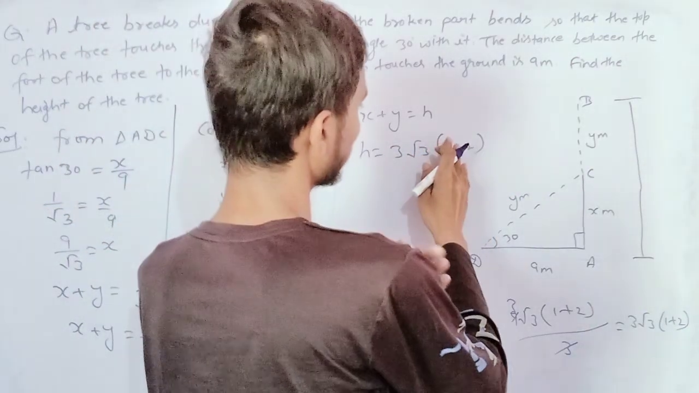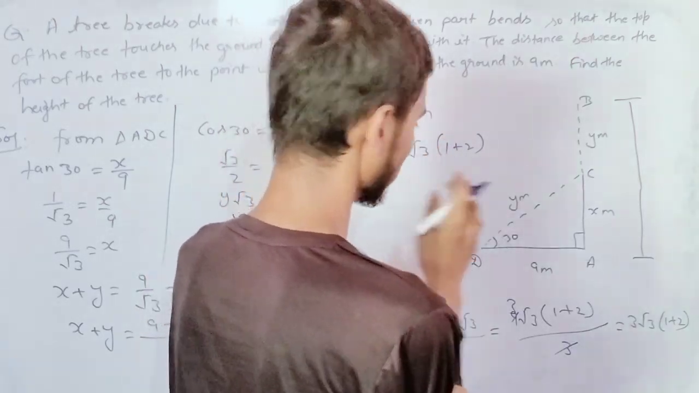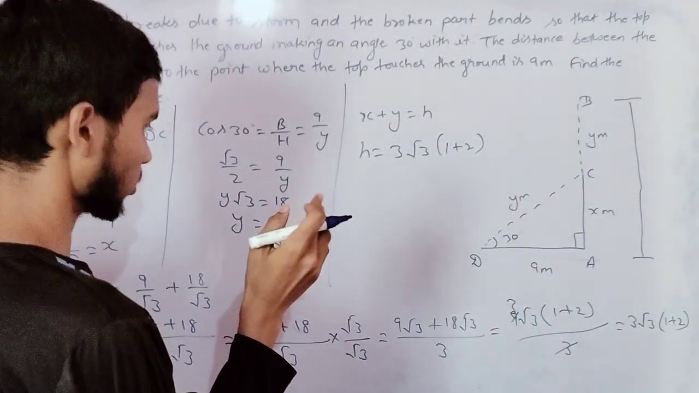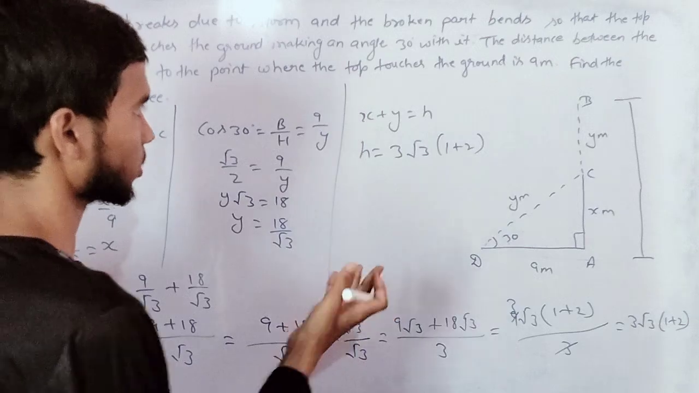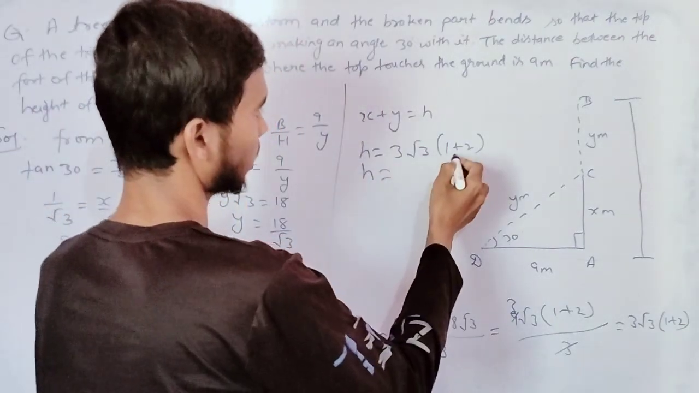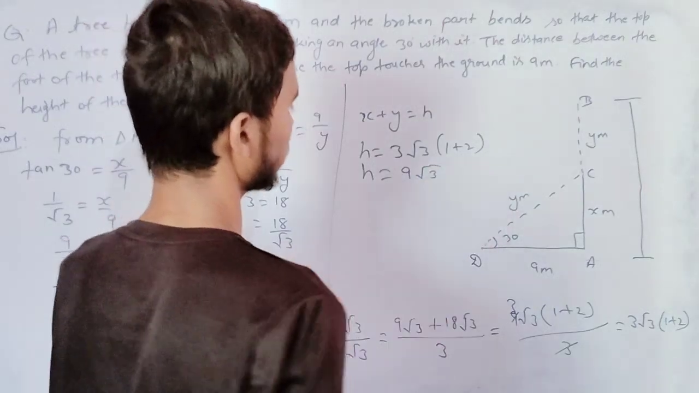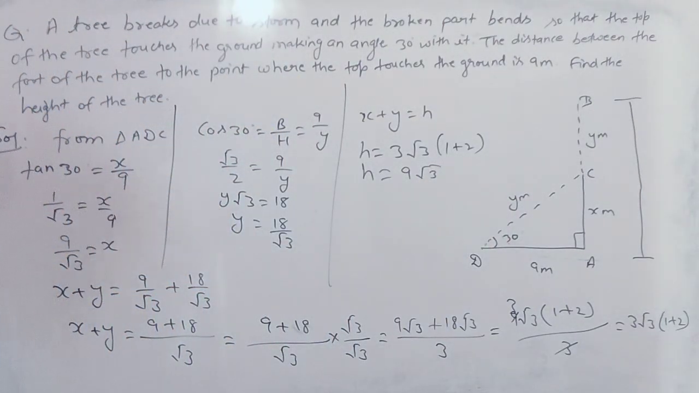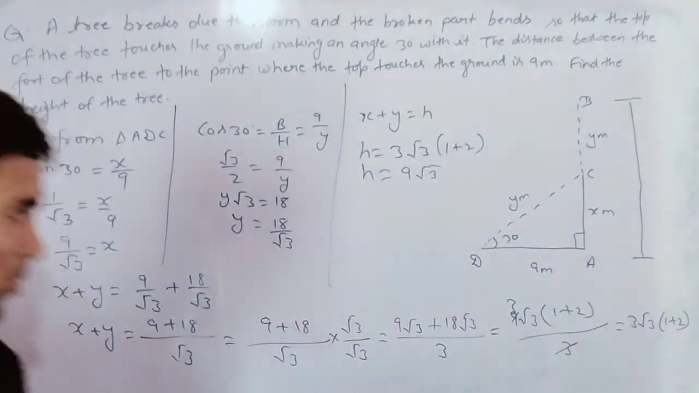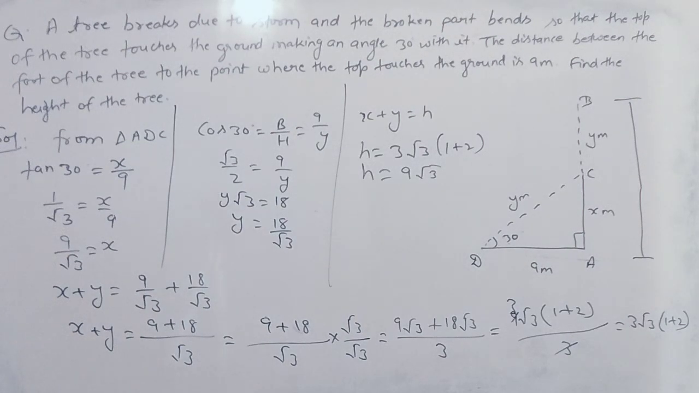1 plus 2 is 3. Here 3 multiplied by 3 is 9. This is the height of the original tree, 9 root 3.